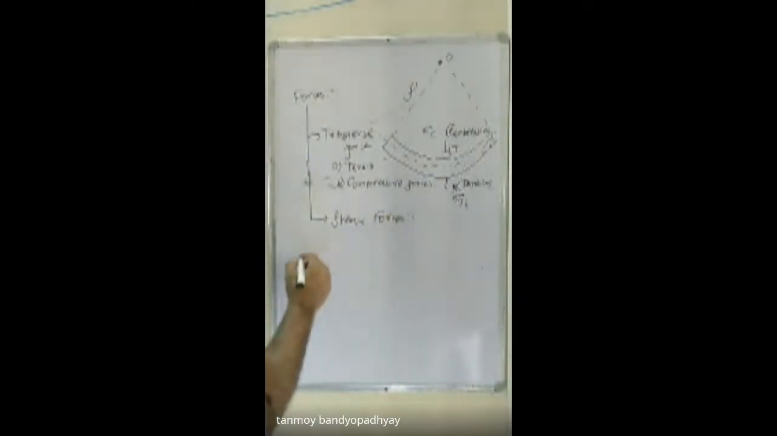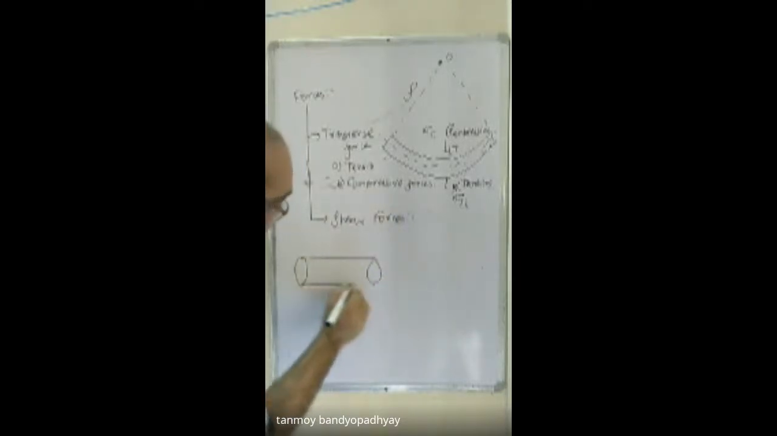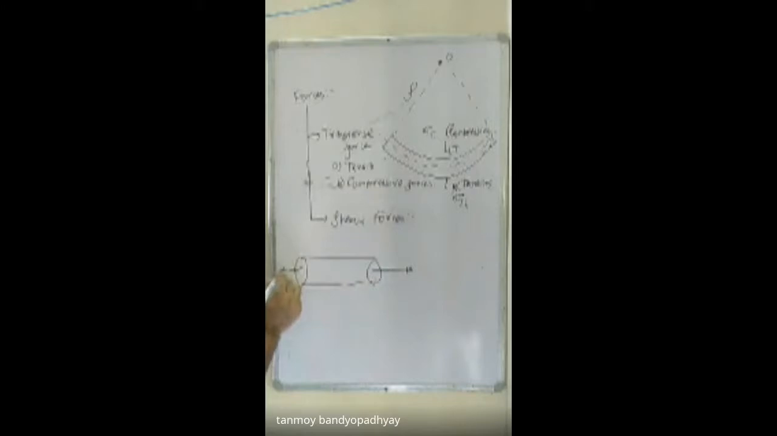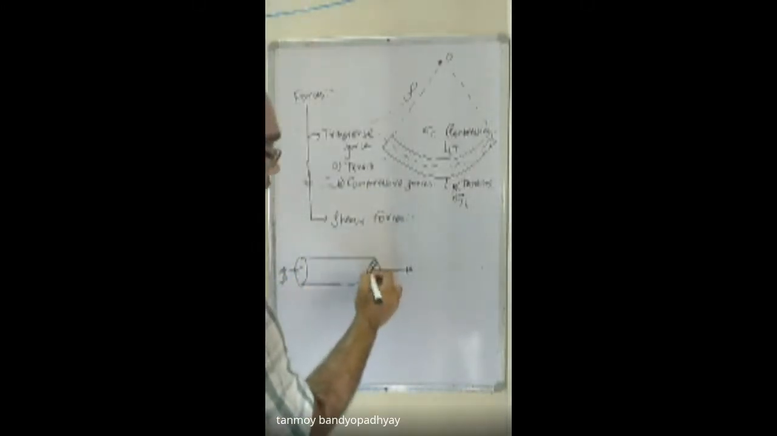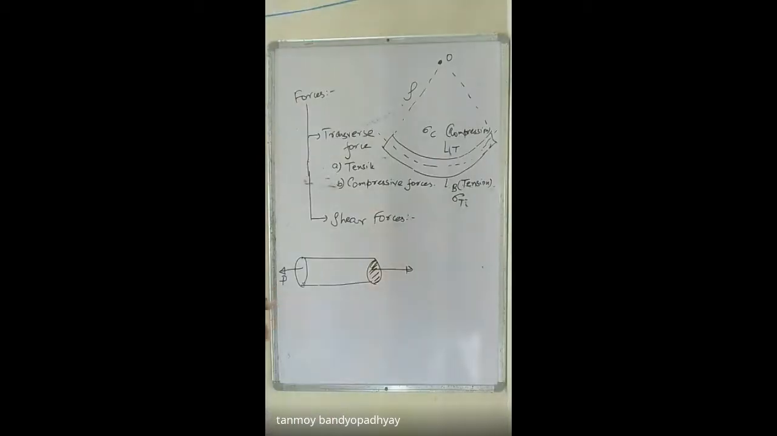Suppose I have a bar like this, and I apply a tensile load. How is the load acting? What is the cross section on which it is acting? This is the cross section on which the load is acting. As you can see, the load is perpendicular to the cross section on which it is acting. This sort of loading we call transverse loading or transverse forces. If the load is tensile, you will have tensile forces. If the load is compressive, you will have compressive forces, compressive stresses.